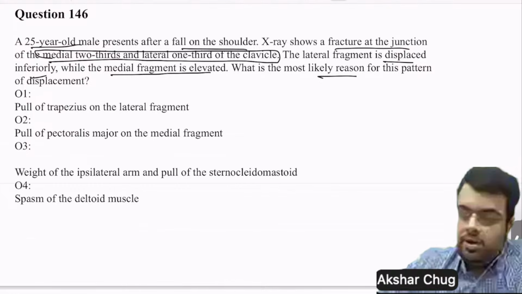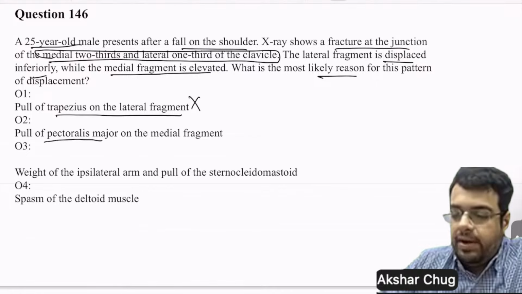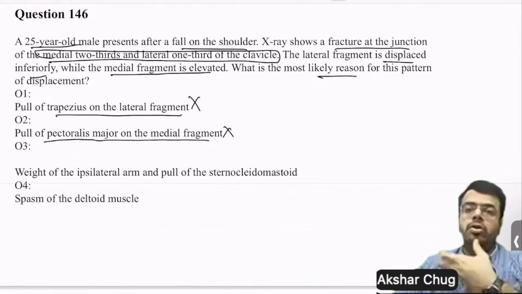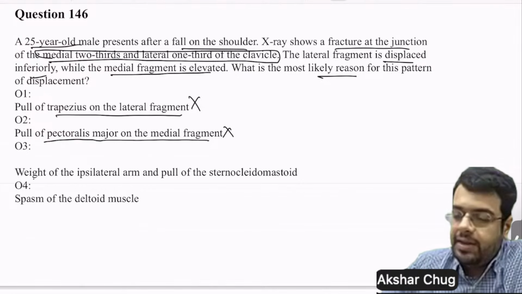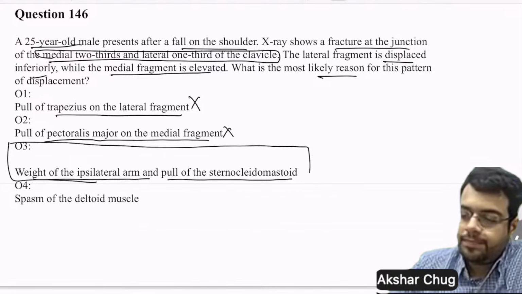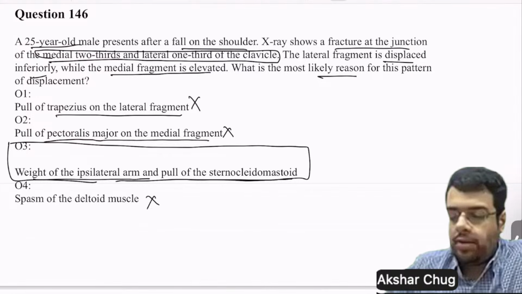So pull of trapezius on the lateral fragment, it is wrong. Pull of pectoralis major on the medial fragment, again it would pull it medially and not superiorly. Weight of ipsilateral arm and pull of sternocleidomastoid, this is exactly the reason. And spasm of the deltoid muscle again is a wrong statement.